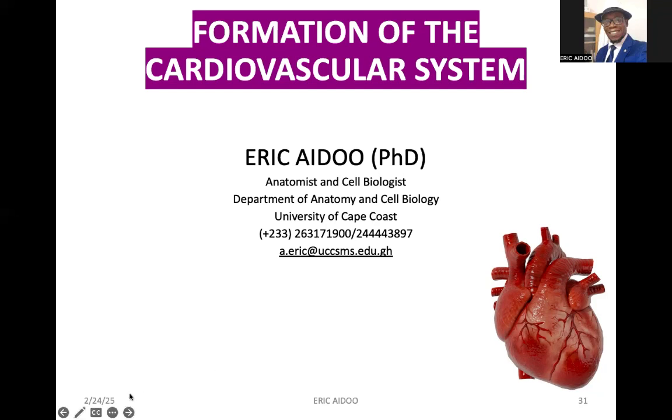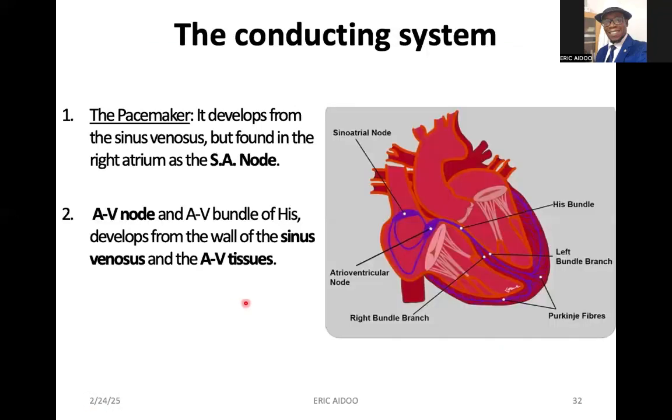I come your way again with formation of the cardiovascular system, and this is a sequel to the earlier presentation. So we want to look at further formation processes and then appreciate it furthermore. We want to concentrate now on the conducting system. Once the heart, which is myogenic and therefore inherent in creating its own impulses, should be able to transfer these impulses to other parts of the heart. So we want to see how this comes about.